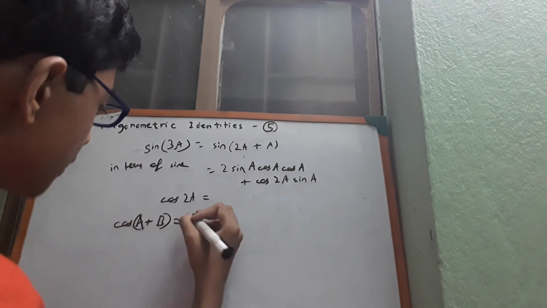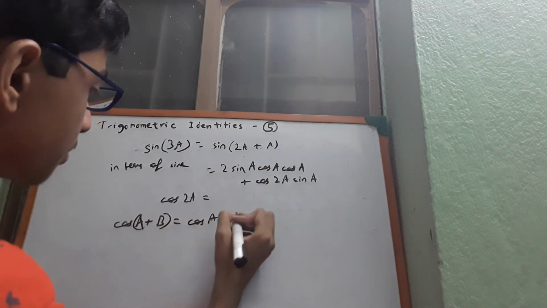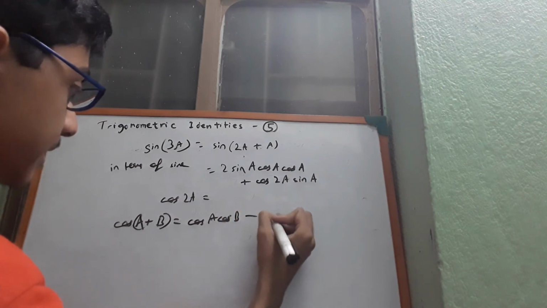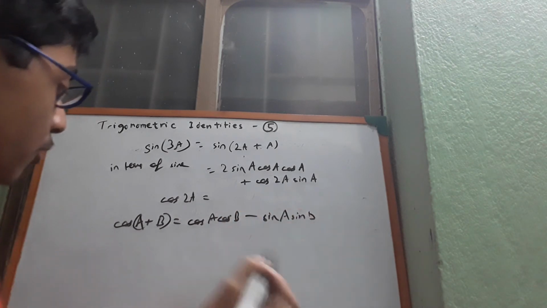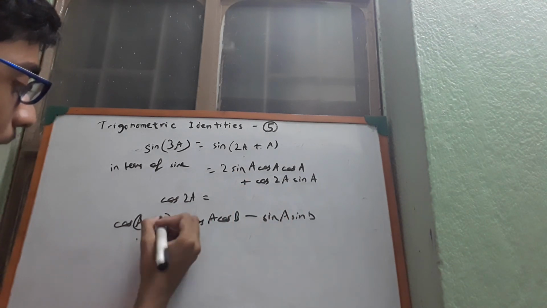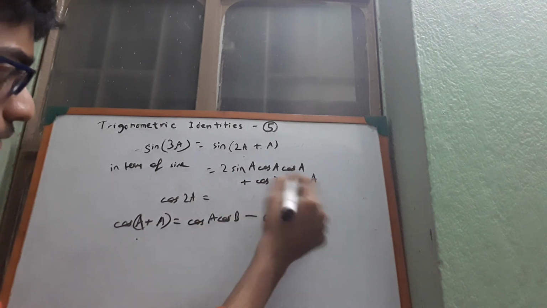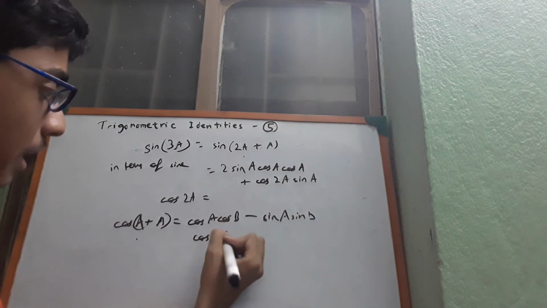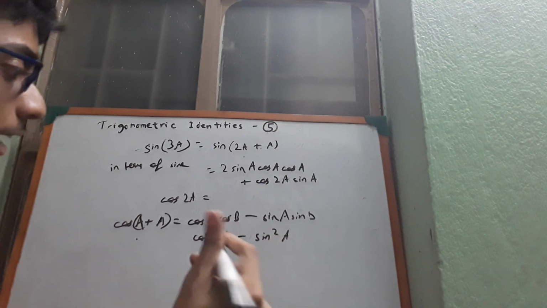So what will be cos of a plus b? It will be just cos a cos b minus sin a sin b. And if we had cos of a minus b, then we would have a plus here. So if we had cos of a plus a, cos of 2a which we have here, this would be cos square a minus sin square a. So we need an expression in terms of sin square.